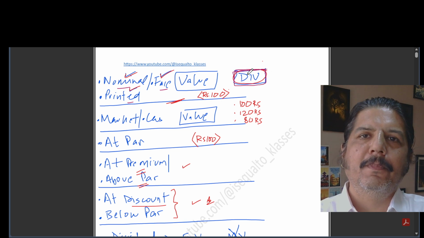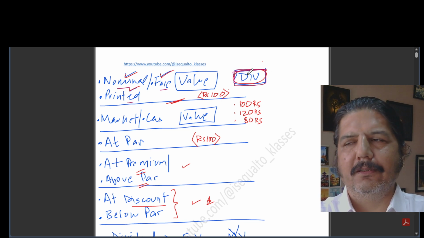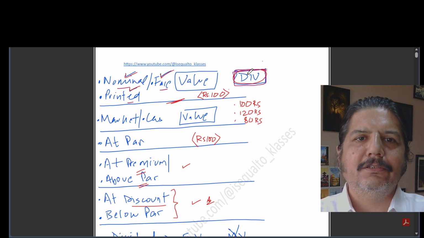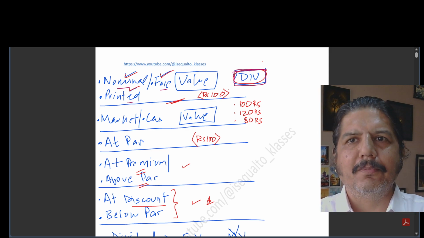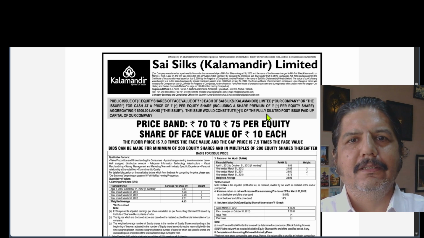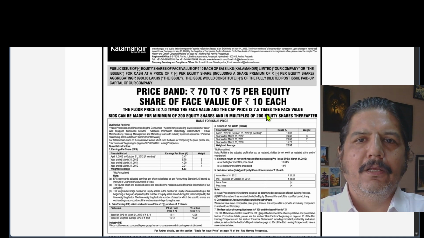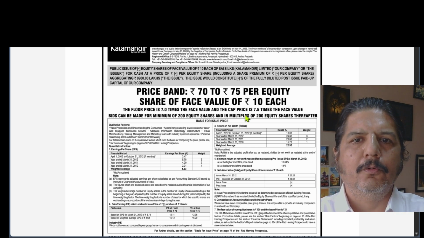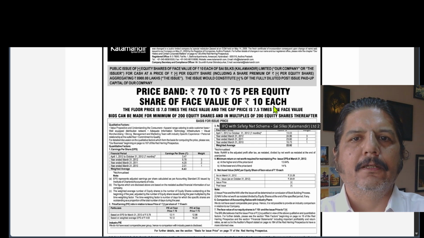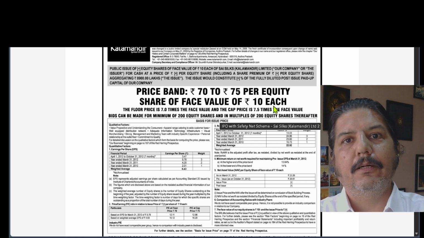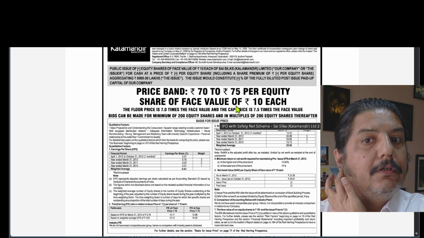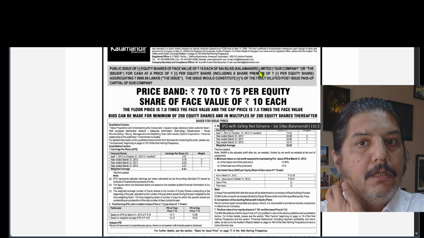Please understand this. The dividend would always be connected to the nominal or the face value or the printed value. I'll show you a small example. This is one of the IPOs, the Kalamandir IPO, which was there. These kinds of advertisements you will keep seeing in the newspapers also. Share of face value of rupees 10. Rupees 10 is the face value. This is the value of the share in the company records. And whenever this company declares a dividend, it will give the dividend as a percentage of rupees 10. So please understand this.